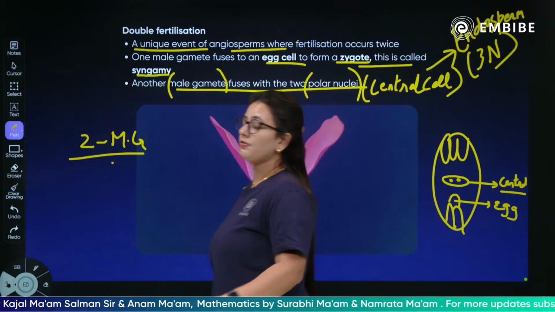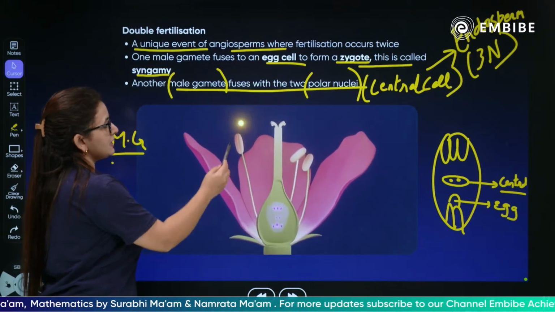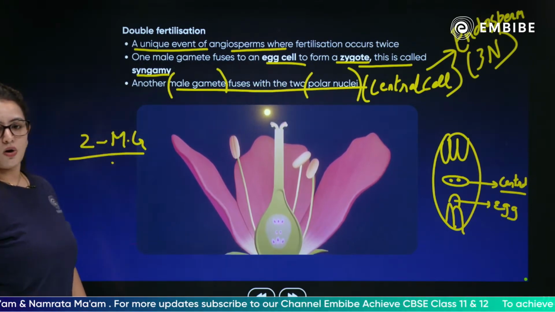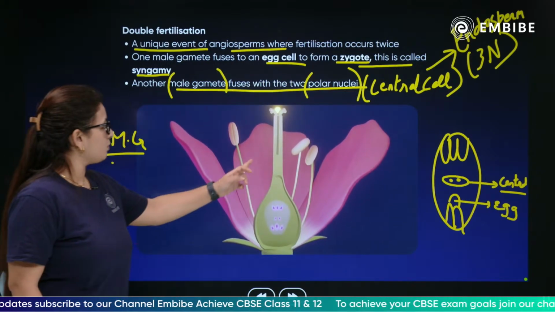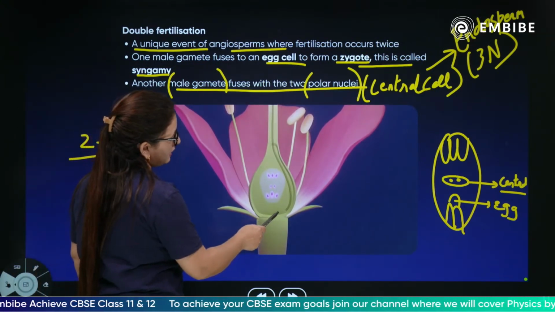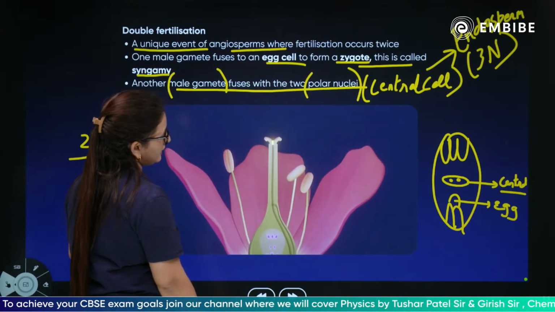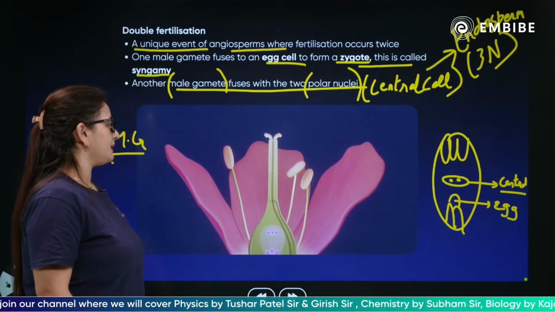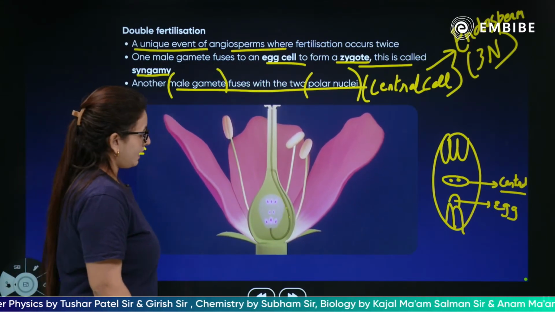So this is what double fertilization is. Yes children, this is what a double fertilization is. You can see this is how the male gamete moves towards the stigma. As soon as it lands on the stigma, pollen tube formation takes place. The moment it reaches the egg cell through the micropylar region, the pollen tube will have two male gametes.